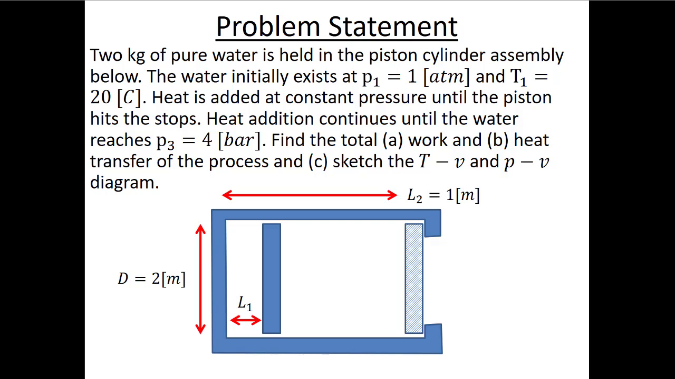As we move from position 1 to position 2, the first part all happens at constant pressure. Then we're told that heat addition continues until the water reaches 4 bar. So the pressure keeps going up. This is like, I made my kids some oatmeal today in our pressure cooker. We have one of these Instant Pot deals, right? Like an electric pressure cooker.